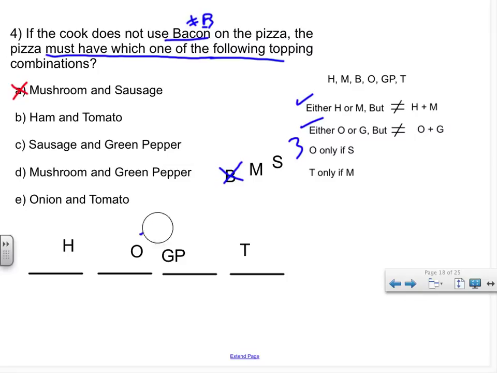Well, that's not true. Let's try. So far it didn't work, so let's try without O, and let's put S in. Oh, the other problem is we have T, and T forces us to use M. So I can't use O, and I can't use H. So essentially, we do have to use mushroom and sausage. Otherwise, we break the first condition or the third condition.